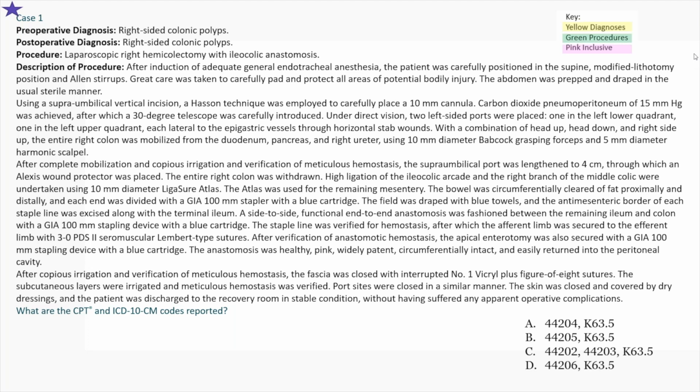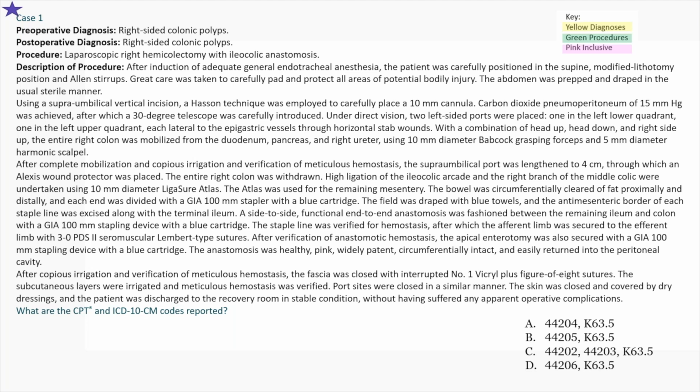What are the CPT and ICD-10-CM codes reported? A. 44204 K63.5, B. 44205 K63.5, C. 44202 44203 K63.5, D. 44206 K63.5. Preoperative diagnosis, right-sided colonic polyps. Post-operative diagnosis, the same. Procedure, laparoscopic right hemicolectomy with ileocolic anastomosis.